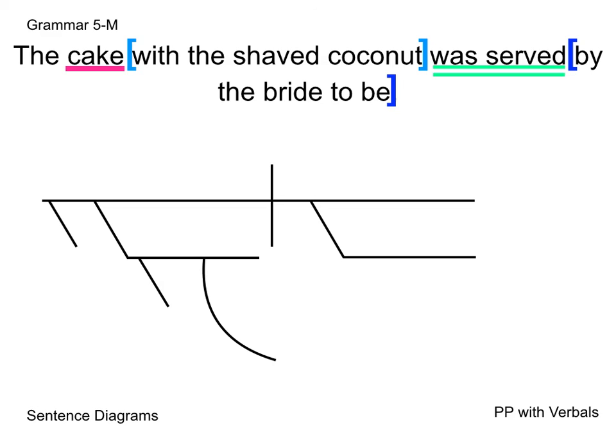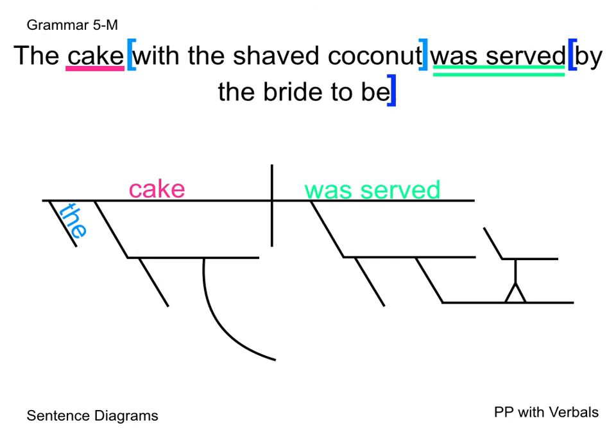So I create that same kind of arm. And then we have a modifier. And then we have an infinitive as a modifier. So I have to create that with a little pedestal and the arms coming off. So now we can start filling it out. We have our subject and our verb. And then, like I always say, this is essentially the core of our sentence. It's the main idea of the sentence. Cake was served, and everything else is just giving more information about this main idea.